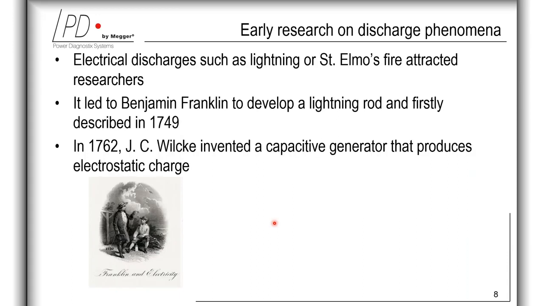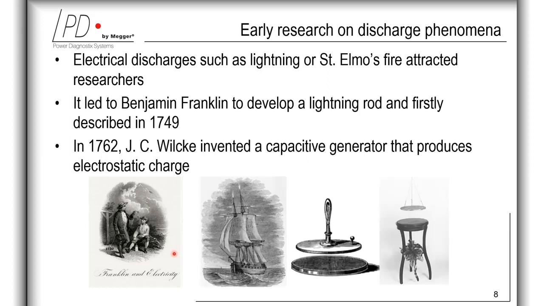So starting with early research on partial discharge phenomena in history, concerning electricity, besides lightning, especially discharge of static electricity amazed mankind and attracted researchers. Here, St. Elmo's fire is a good example, as it led Benjamin Franklin to develop a lightning rod as part of his research and as first described in 1749. Generally, during the 18th century and especially during its second half, many of the basic principles of electricity and magnetism were first subject to in-depth research.